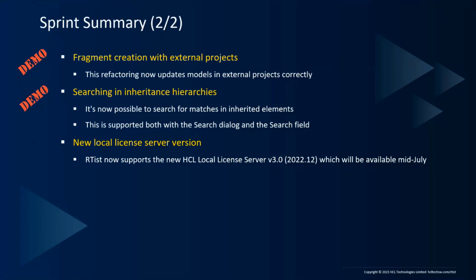We also have support for a new local license server that will come out here in mid-July. It's version 3 of the HCL local license server, and it contains, in particular, a bunch of security improvements that are important to get.